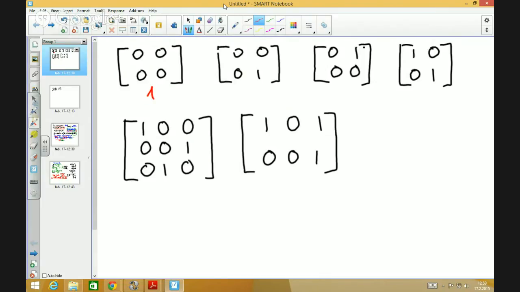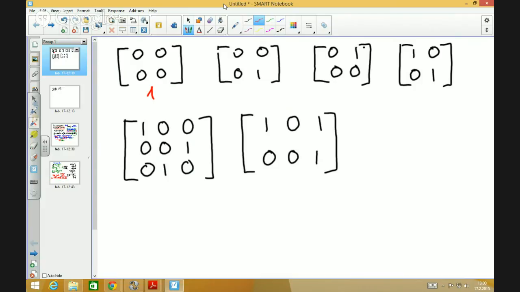Is this in row echelon form? Your colleagues in the room, as probably you at home, are also saying yes. Why? Because all rows of zeros are at the bottom of the matrix. There are only rows of zeros. And for conditions 2 and 3, we don't need to check anything because all the rows are zeros. So there are no leading ones. Nothing to check. So this is in row echelon form.